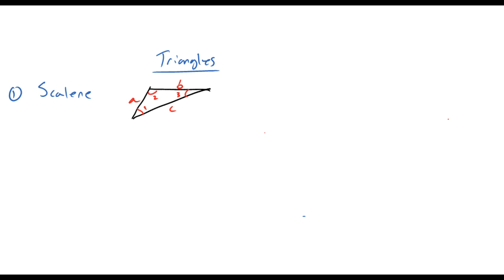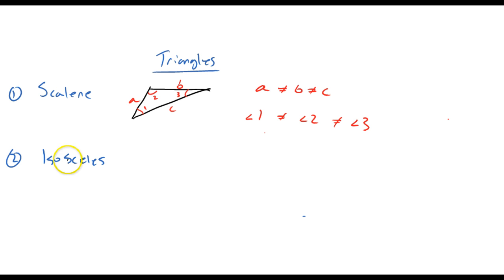Okay, the next triangle that we have is the isosceles triangle. Let me go back up a little bit here. If I were to say A, the rule here would be A cannot equal B, cannot equal C, and the same thing for the angles. Angle 1 cannot equal angle 2, cannot equal angle 3. Okay, that would be the official rule there for the scalene triangle.